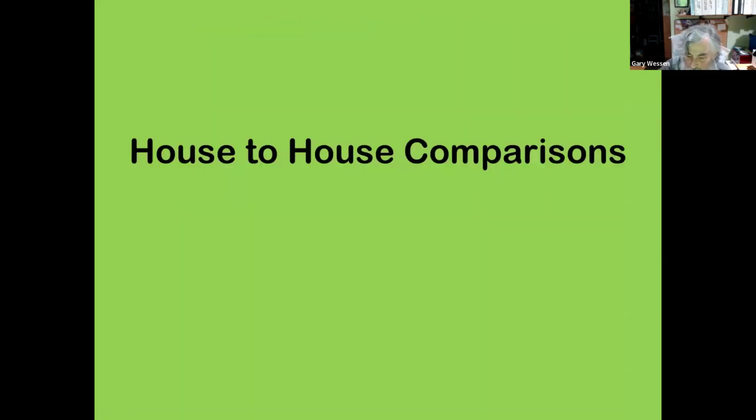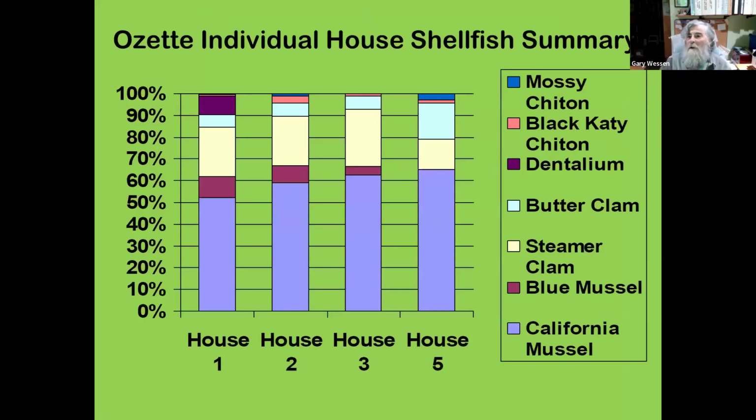Okay, another way we can look at this is we've got 4 houses at Ozette. And here I've just summarized 7 taxa and their proportion, and I've totaled these 7 to 100%. And here we have the contents of 4 houses. House 3 is not a complete house, but we have probably 30% of it. The rest are all complete houses.